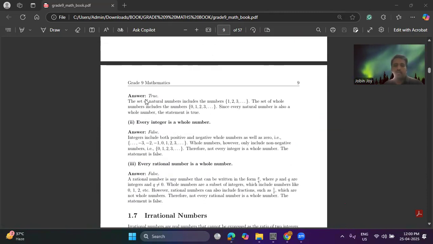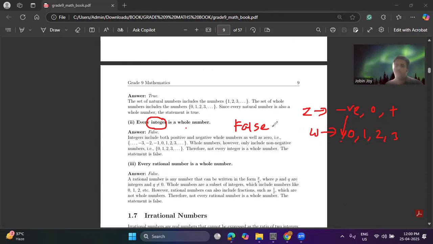Then next statement: every integer is a whole number. As we know, integers include negative values, 0, and positive values. But we know that whole numbers start from 0, 1, 2, 3, right? There are no negative values in the whole numbers. So the statement that every integer is a whole number is false, because negative numbers are not included in the whole numbers. So this statement is false.